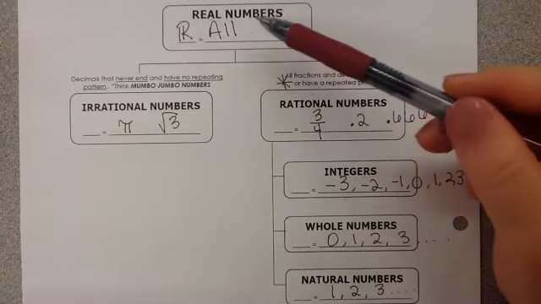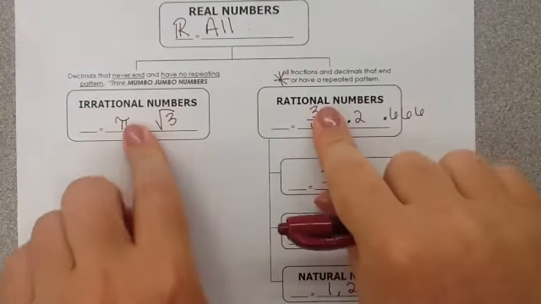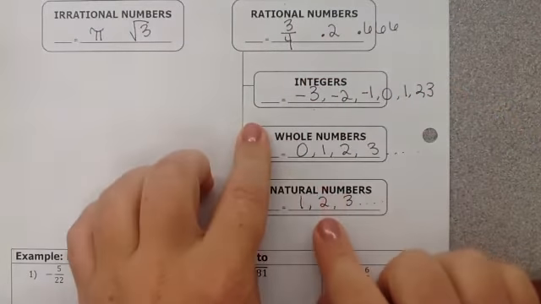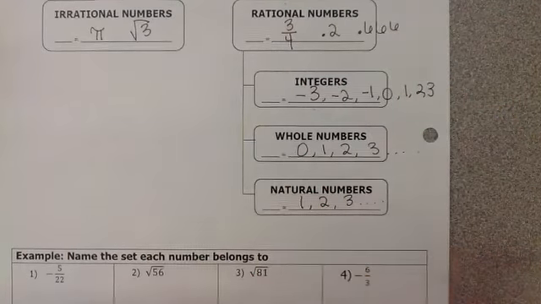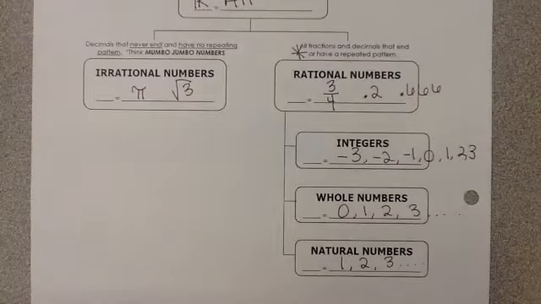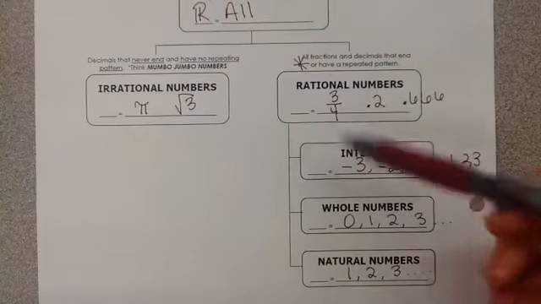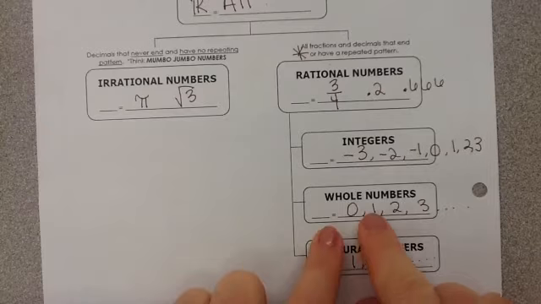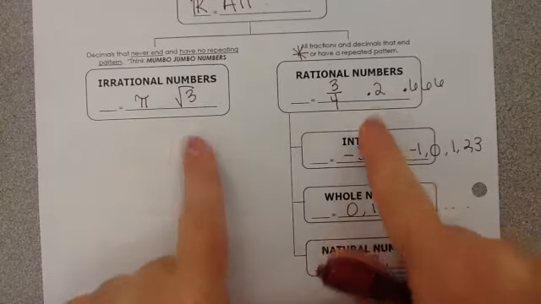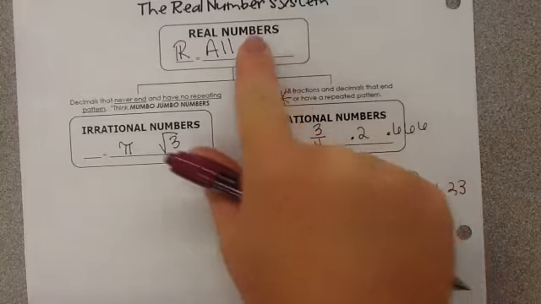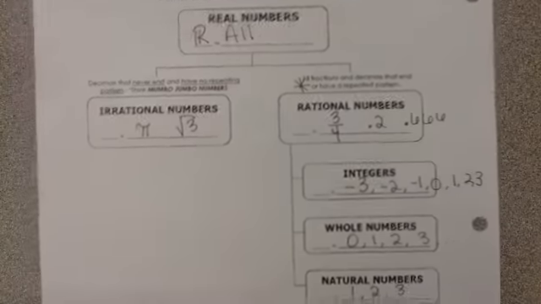So everything is real, and I either break it up as rational or irrational. And then rational, I keep breaking it down as far as I can. Okay, so that's your number system. Now, you're going to be asked to name a number and tell which set all of it belongs to. When we do that, we're going to find the lowest spot on the tree that it fits, and then it is everything above to real. Remember, everything is a real number.